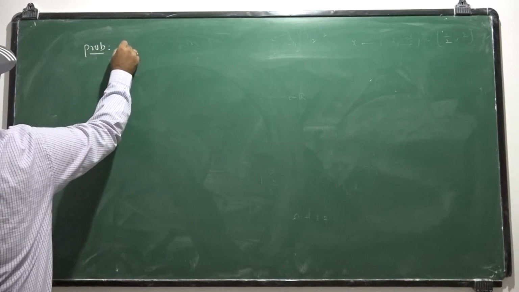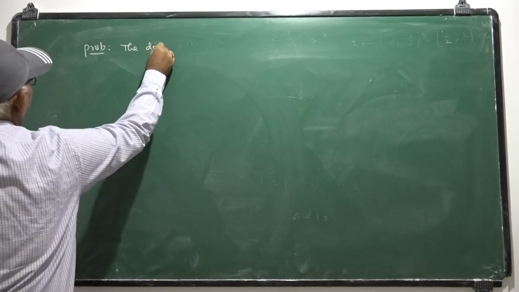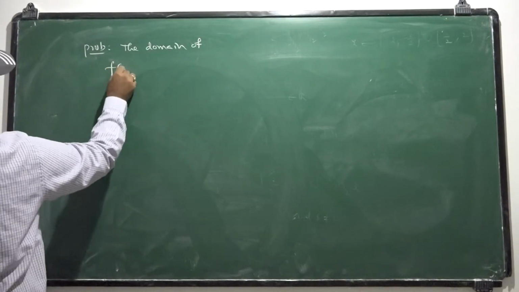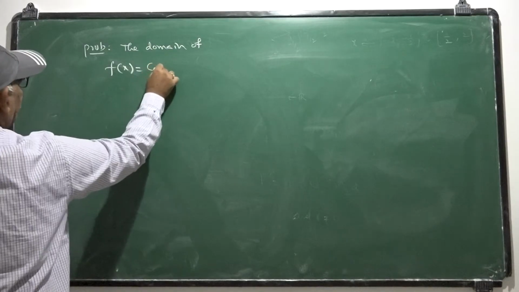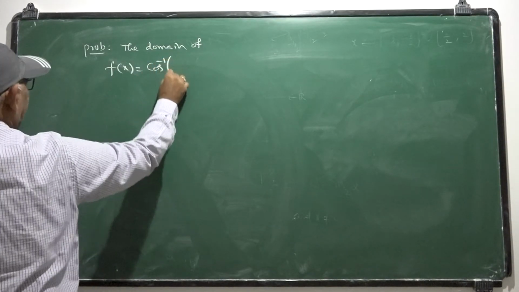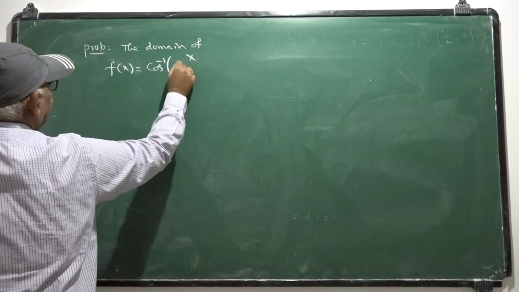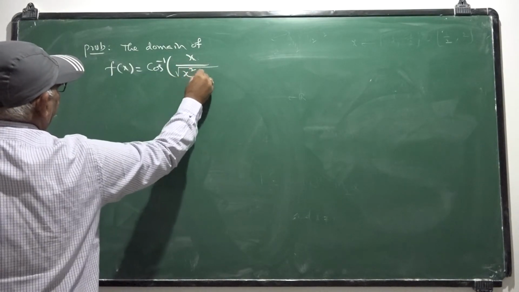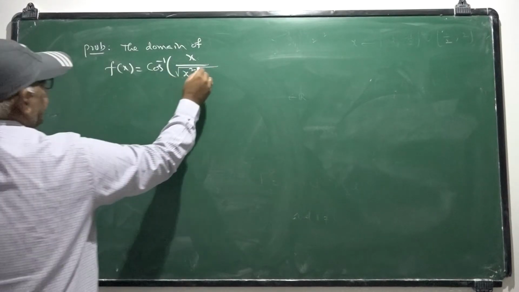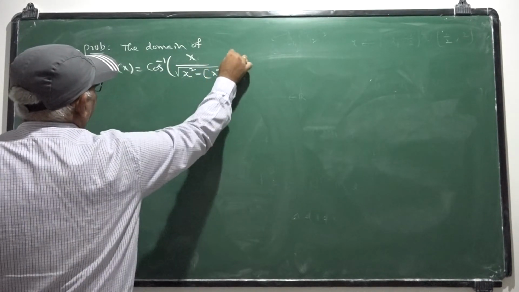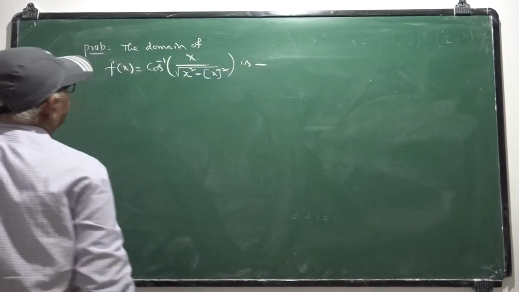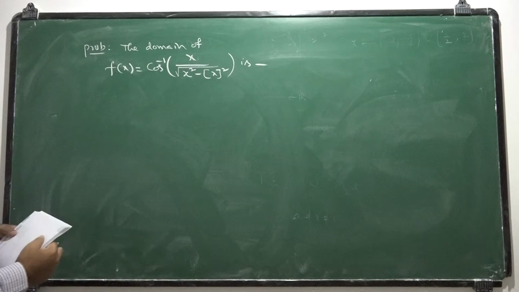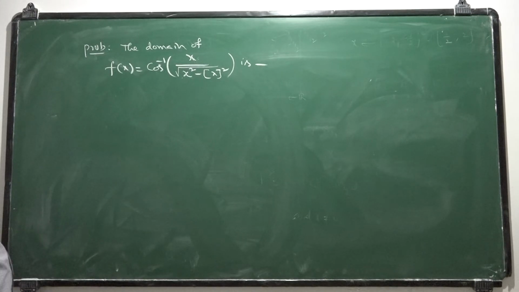Domain of f(x) equal to cos inverse of x by the square root of x square minus step x whole square. The domain of f(x) equal to cos inverse of x by square root of x square minus step x whole square.